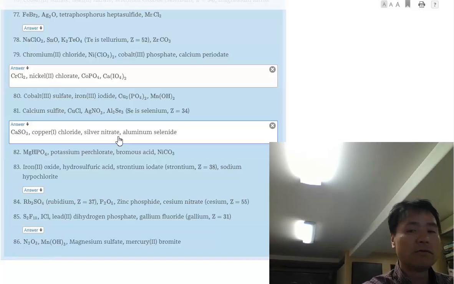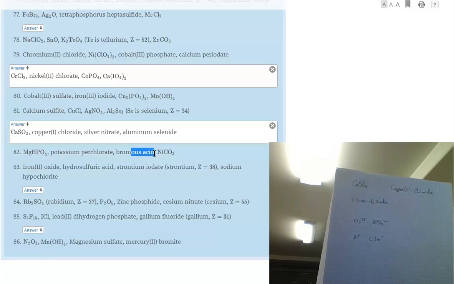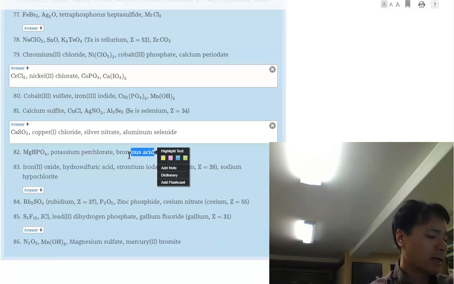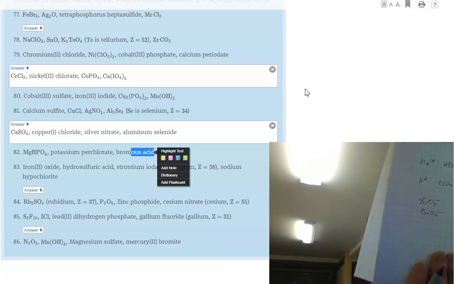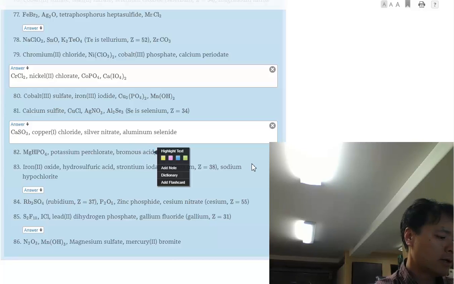Bromous acid. Okay, now with bromous acid, what we're going to do is change the -ous acid to figure out the ion. It's going to be bromite. Well, bromate is BrO3 minus, therefore bromite must be a BrO2 minus. There we go, BrO2 minus. How many hydrogens do we need? We just need one hydrogen, so it's going to be HBrO2. This would be bromous acid, HBrO2.